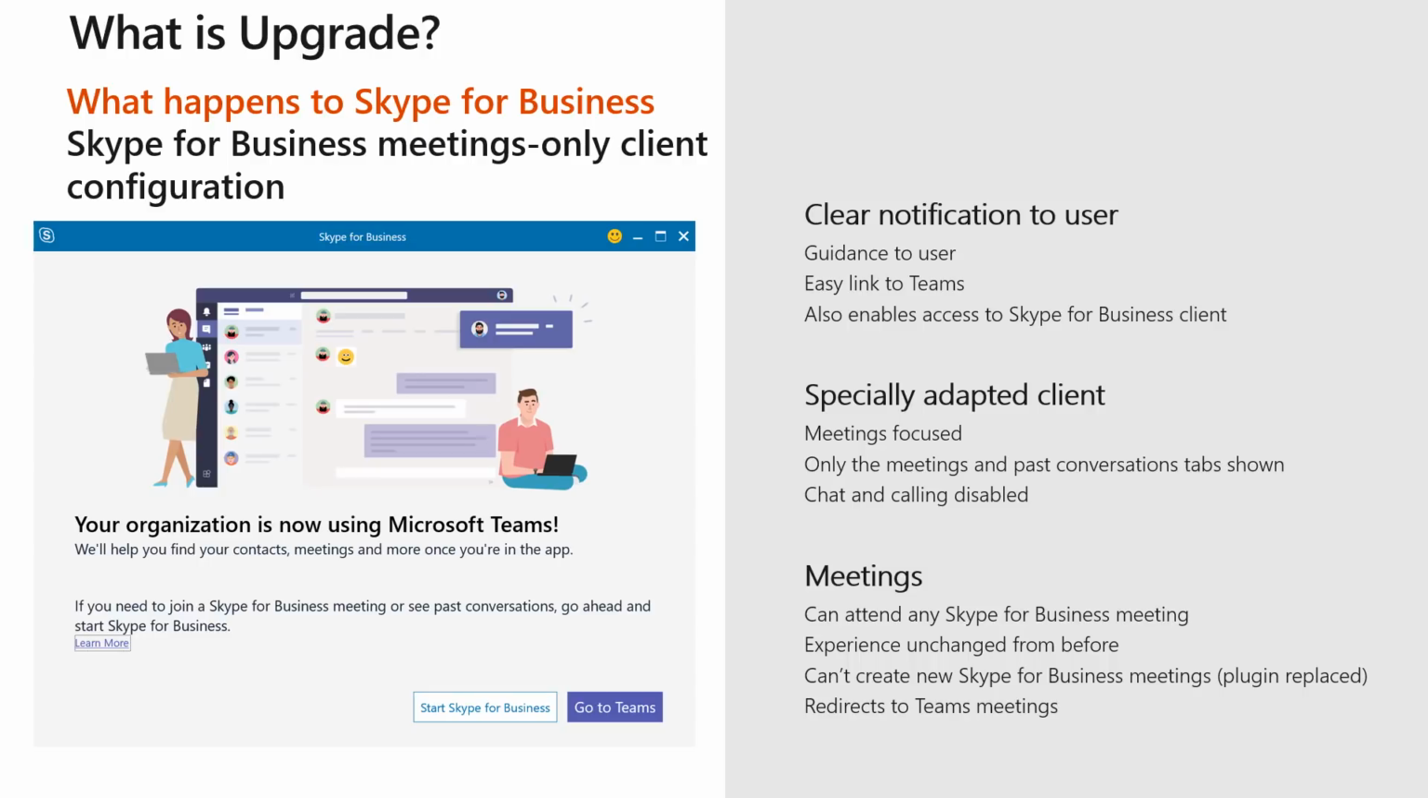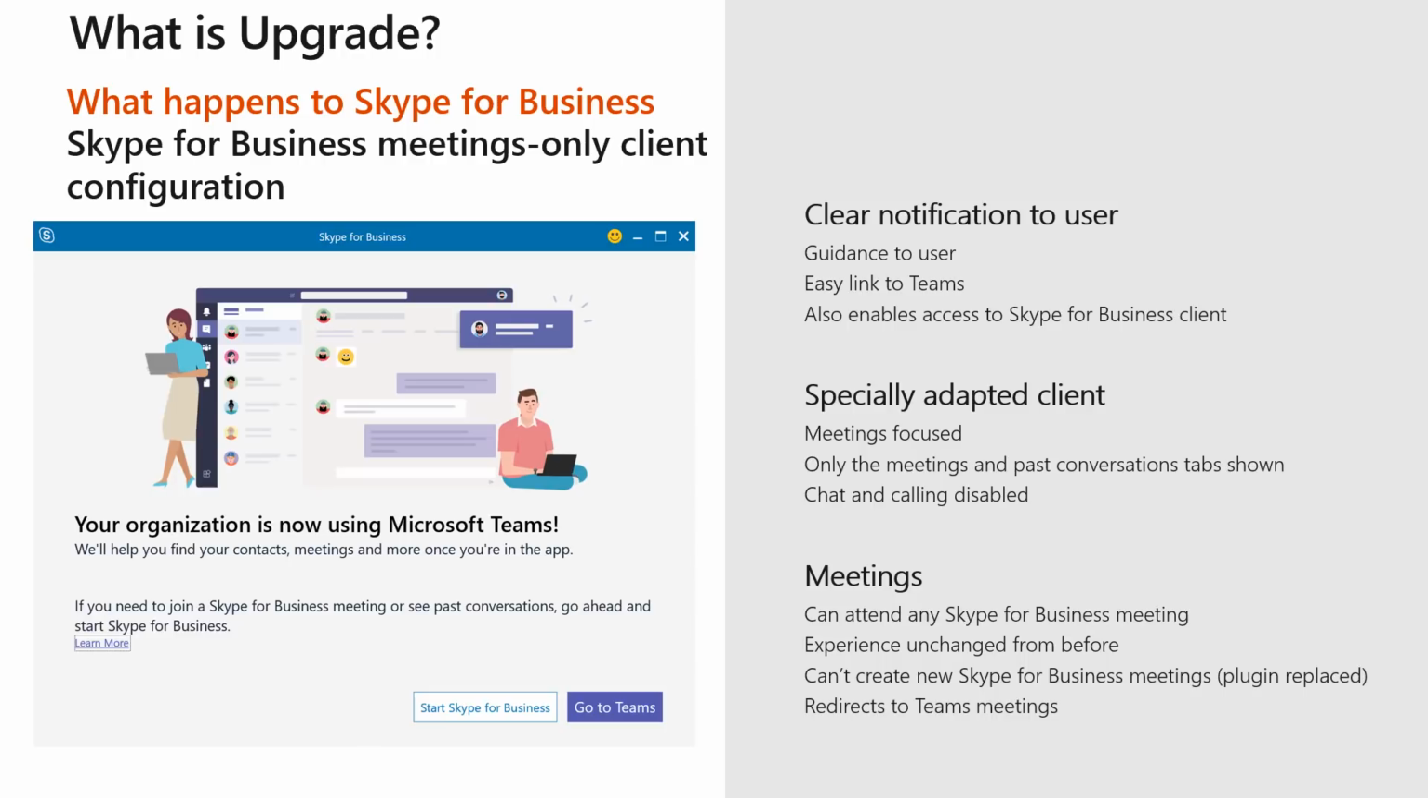Screenshot that you see here, this is the welcome screen of a user that has launched their Skype for Business client and they have been upgraded to Microsoft Teams. So they get a notification that lets us know that the organization is now using Microsoft Teams. And then they get a couple of buttons that you see at the bottom here. Of course, we have the Go to Teams button, which will launch them into the Teams application. But they also have the Start Skype for Business button.